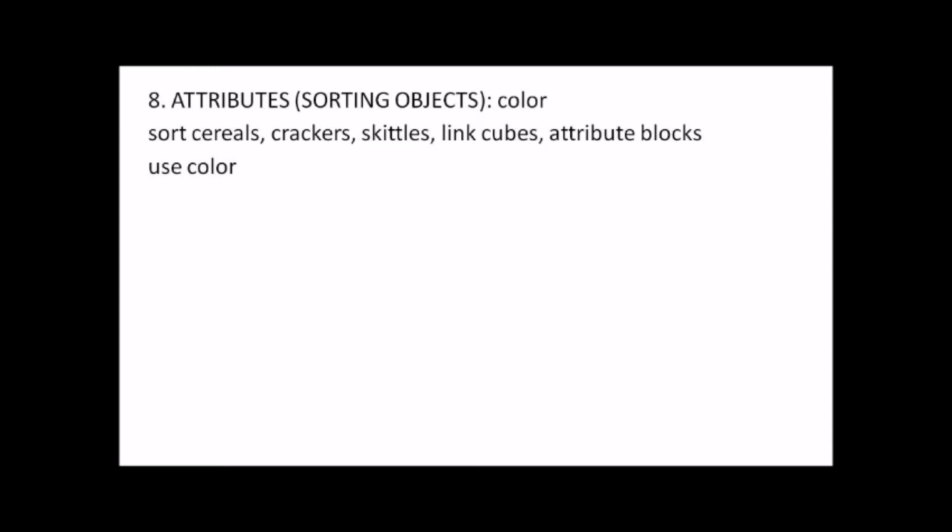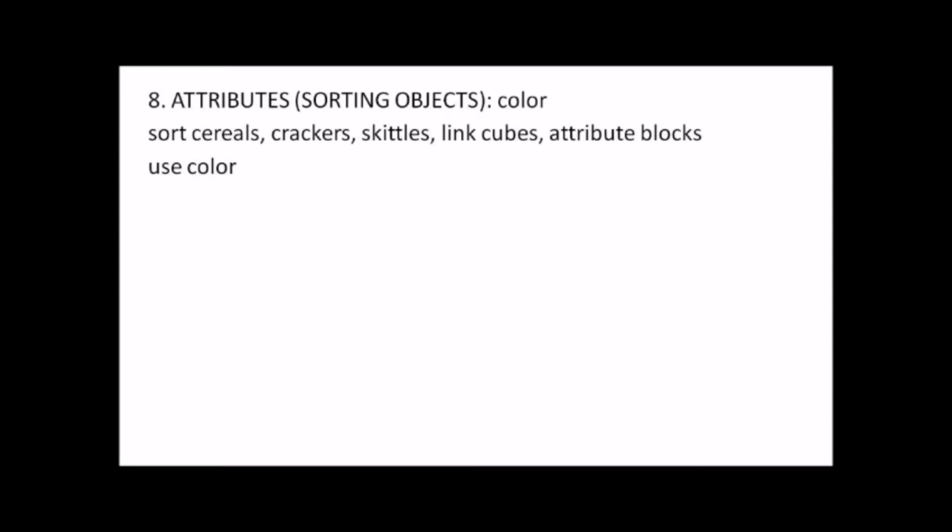Attributes, again, sorting objects based on color. Again, a sorting exercise, and they can sort. You can bring in cereals, crackers, Skittles, link cubes, attribute blocks. You're using color for them to sort at this stage. Again, this would probably be a final lesson for color.